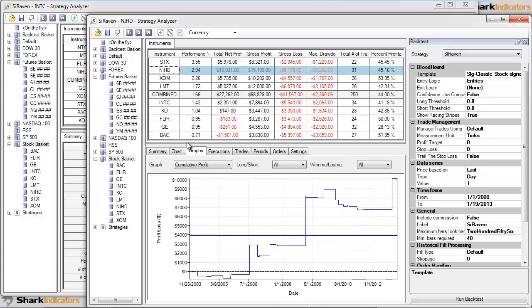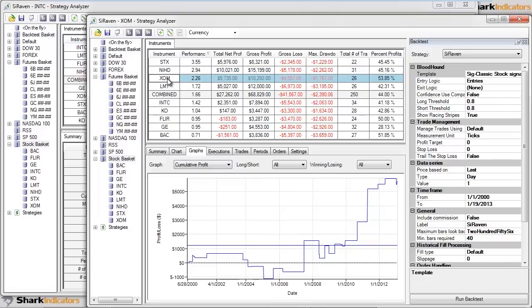Let's take a look at NIHD. Still some nice stair-stepping. ExxonMobil, it's third down. Once again, it kind of looks like Seagate. It's just chopping around, and then it finally starts to make some money. So I'd be kind of cautious here. Maybe give it some time. You can work with it, make it work out.